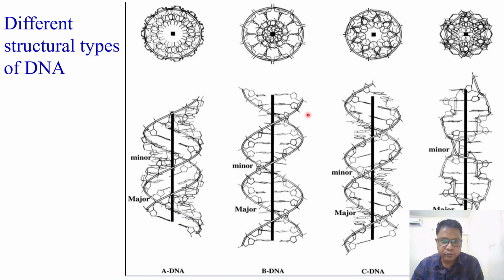So these are some pictorial representations. You can see this is ADNA. This is BDNA, which is the classic one, and this is CDNA, and this is ZDNA. Those cavities are known as grooves. This is the minor groove, and this is the major groove. I will explain.